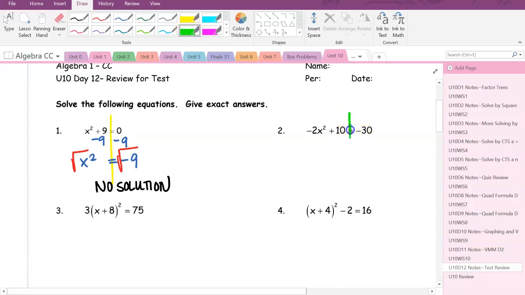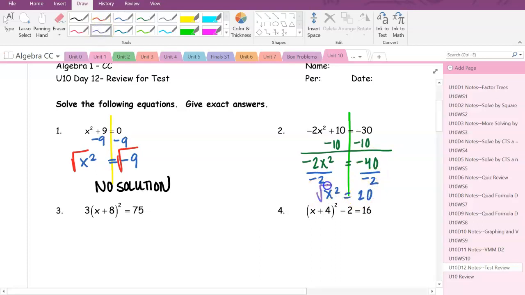All right, so let's try another one. Our first step will be to subtract 10 on both sides. And we'll get negative 2x squared equals negative 40. Now, we can't square root both sides yet. We need to get the x squared by itself. So don't forget to divide by a negative 2. And that is going to give us a positive 20.